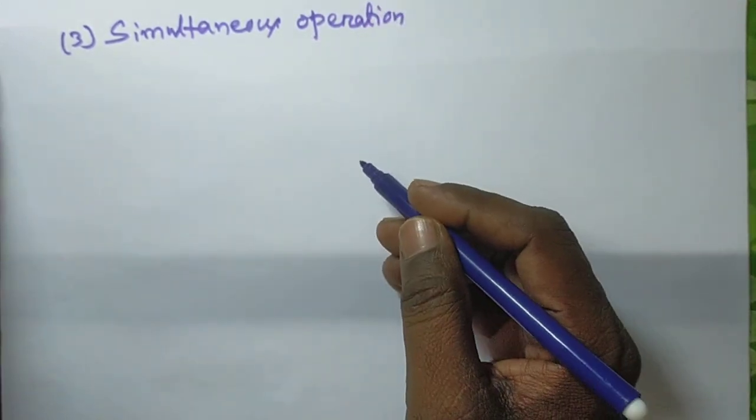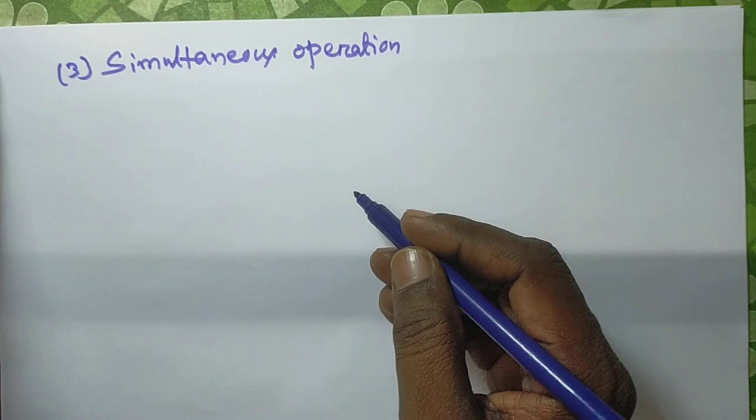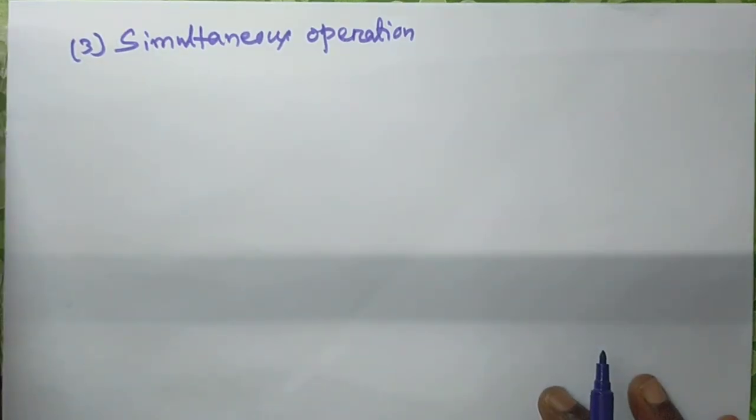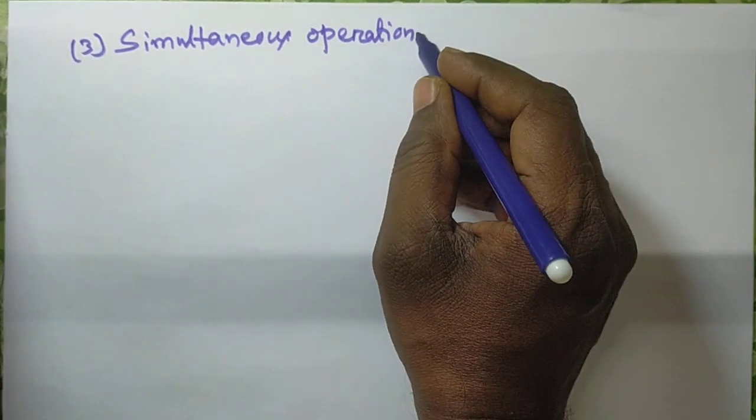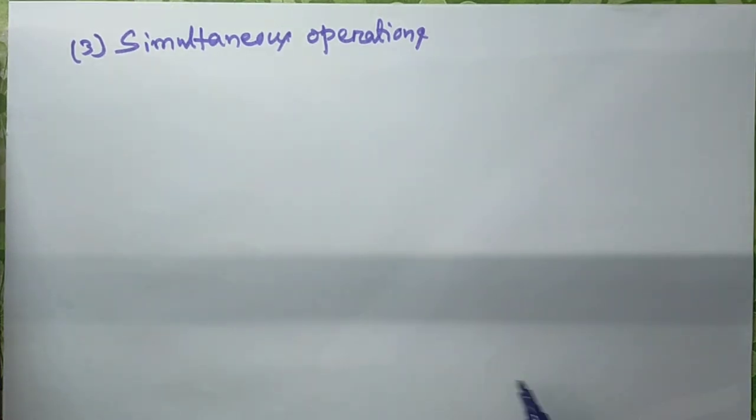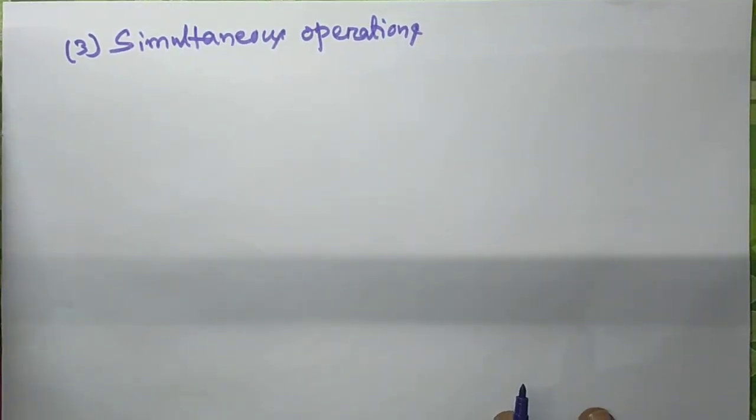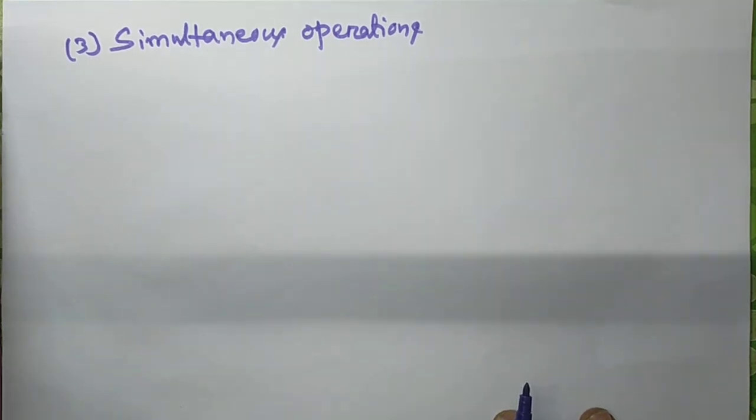Okay, another operation we can consider is simultaneous operations. In that case, what happens? Similarly, the condition is also satisfied. We test whether the condition is satisfied or not. If the condition is satisfied, then what happens? More than one operation can be performed at a time, and that we can also define.